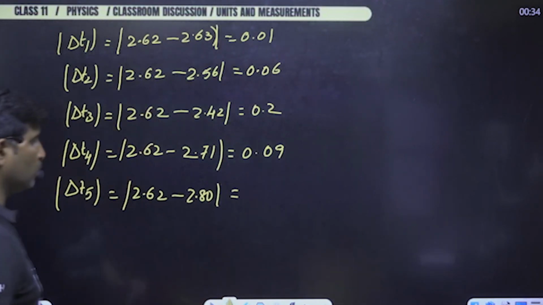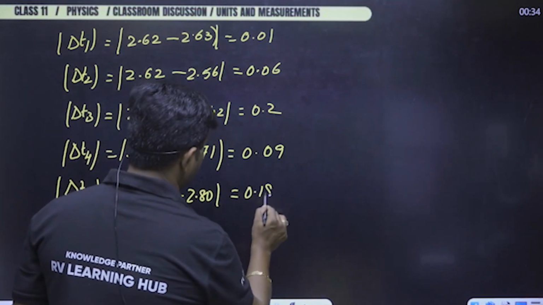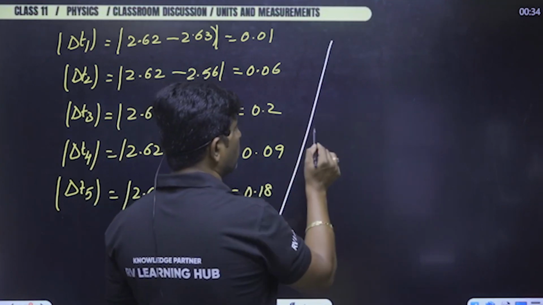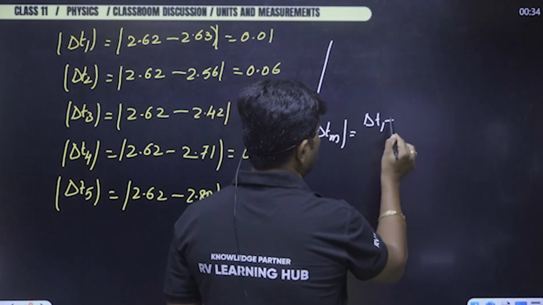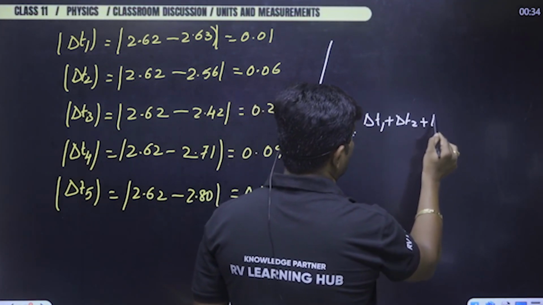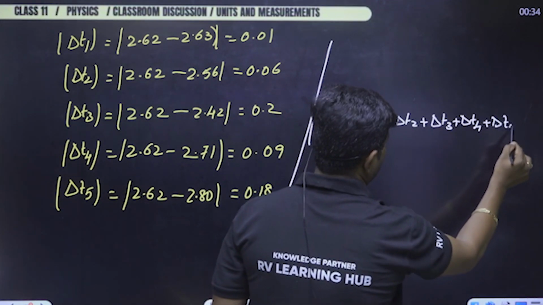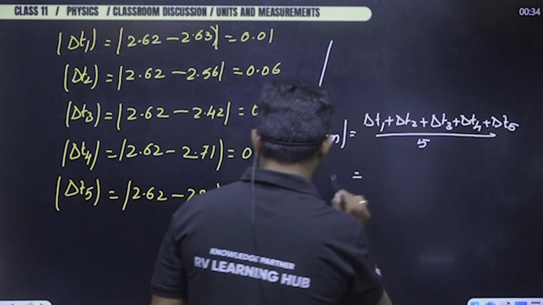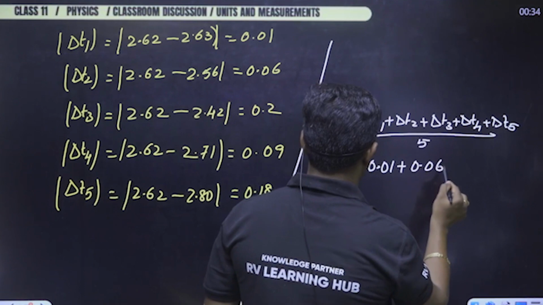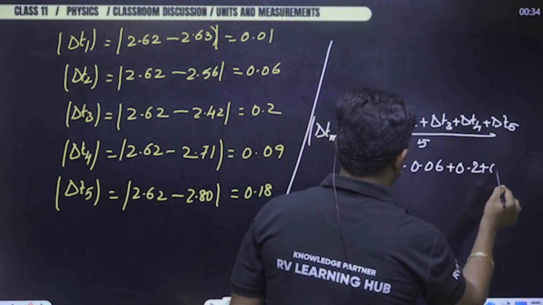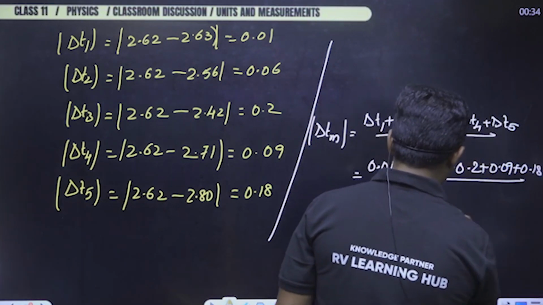2.80. So if you do simplification, you will get the answer as 0.18. Okay. Therefore, what is the mean absolute error? We can write delta T1 plus delta T2 plus delta T3 plus delta T4 plus delta T5 divided by 5. If we substitute all the values and simplify, 0.01 plus 0.06 plus 0.2 plus 0.09 plus 0.18 whole divided by 5.